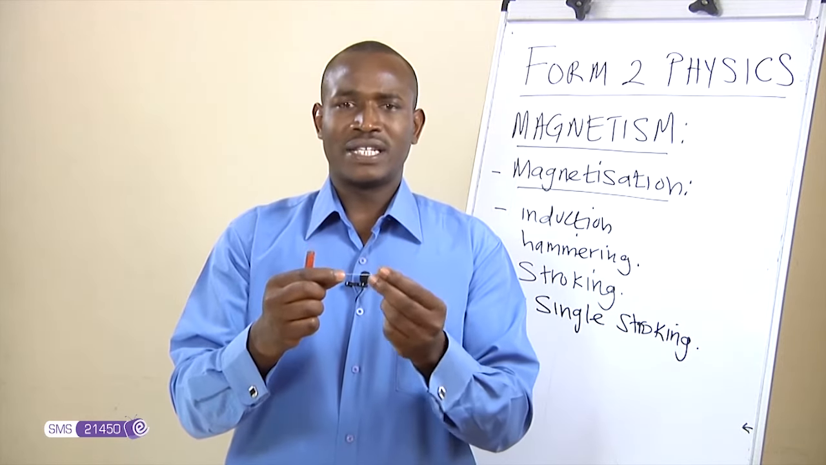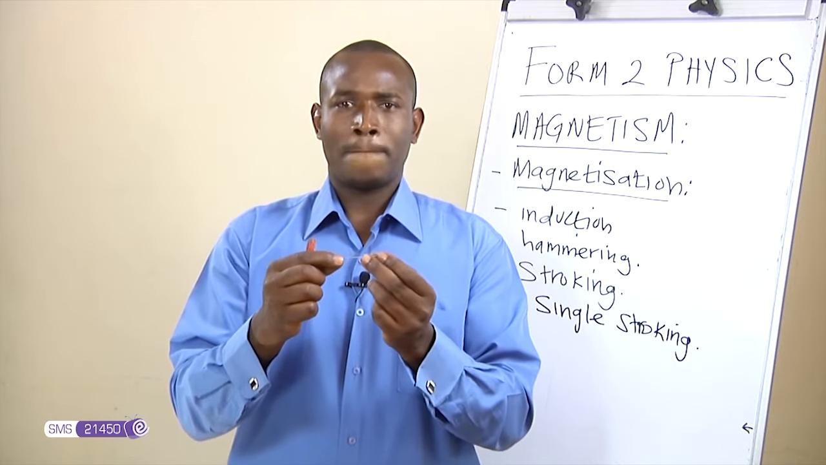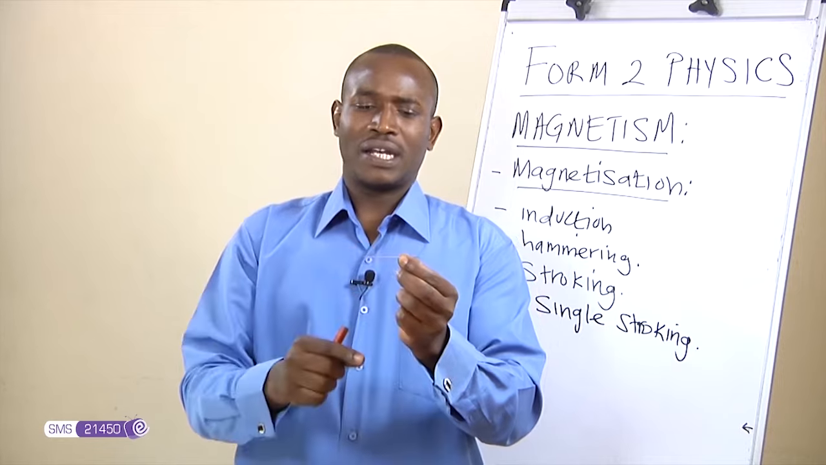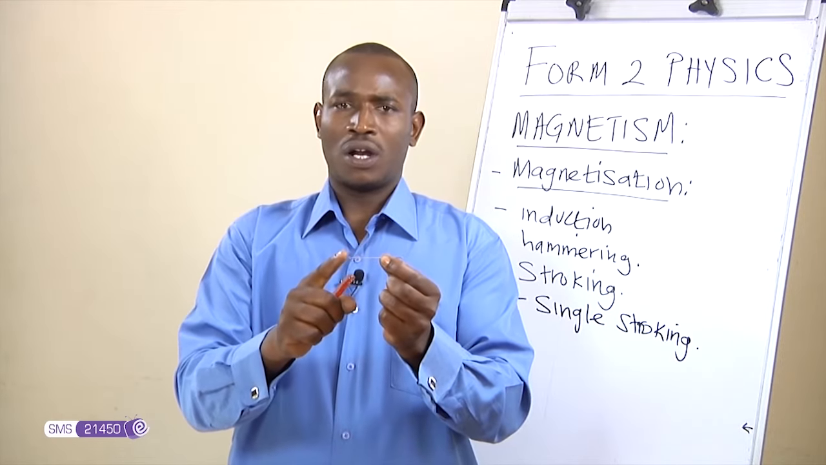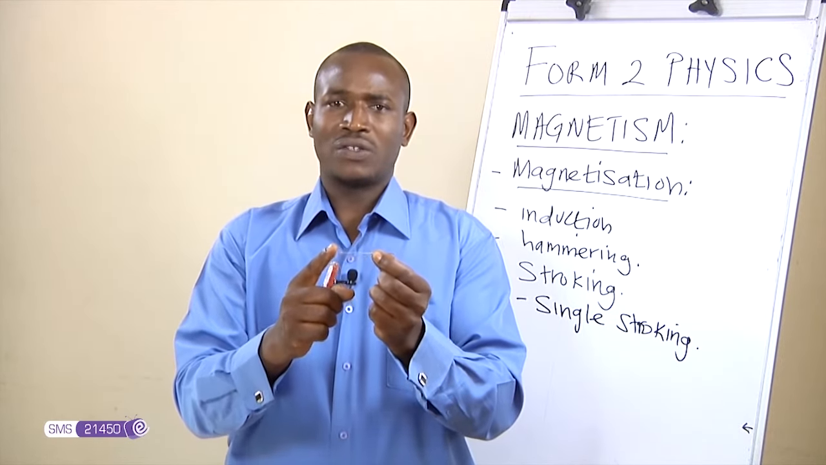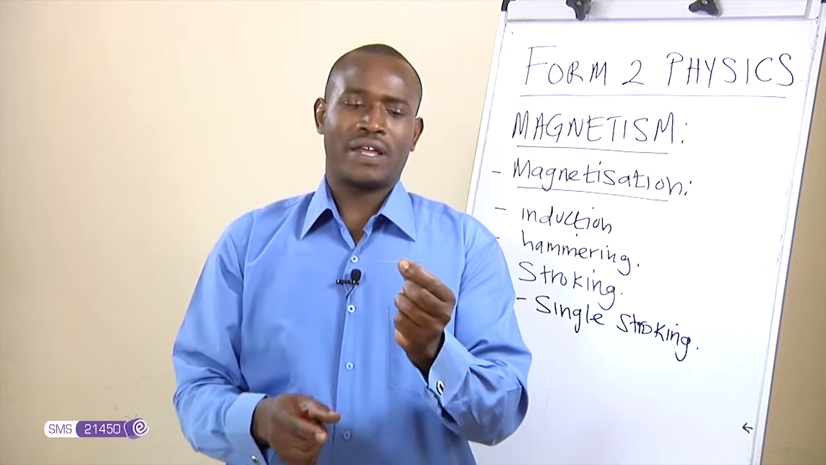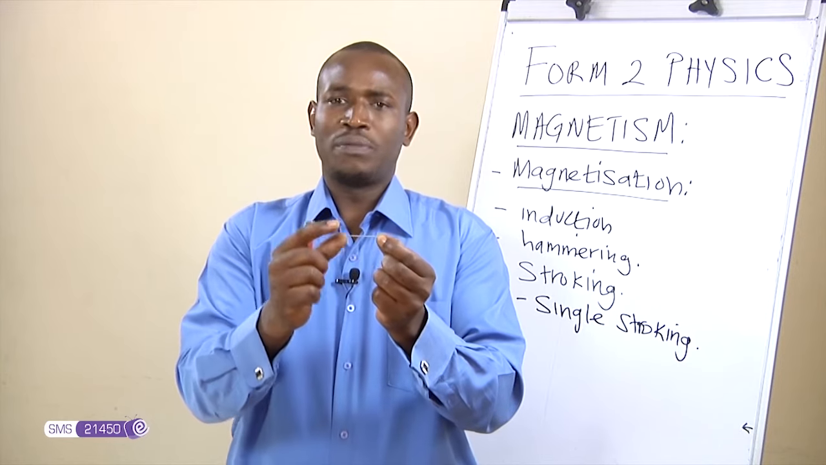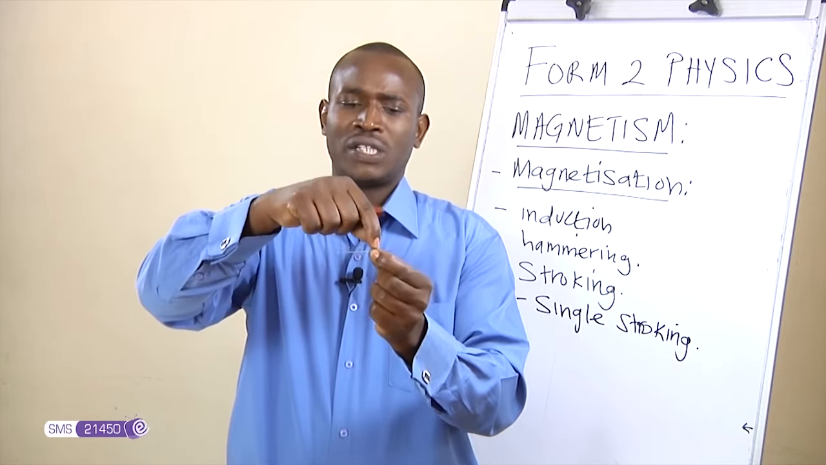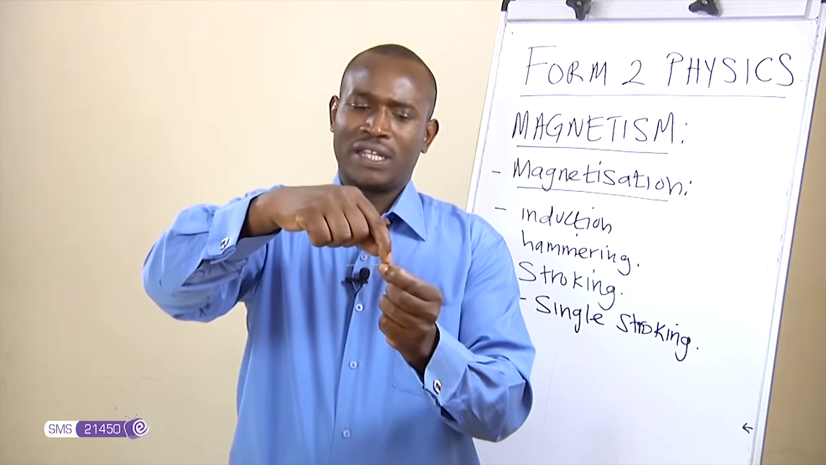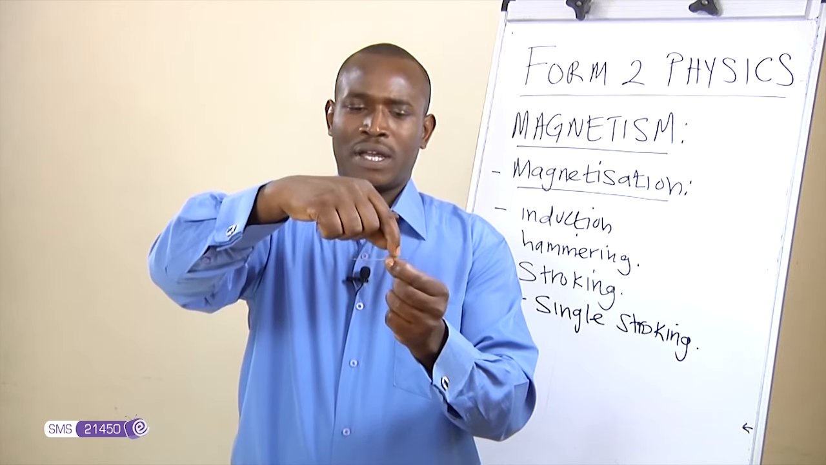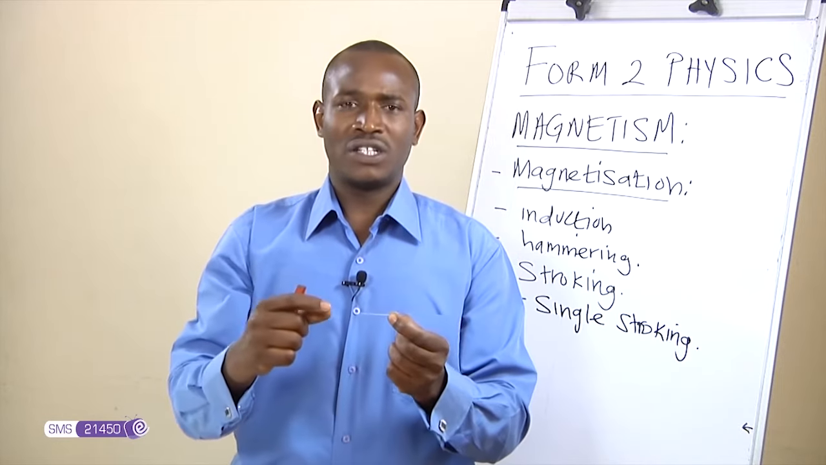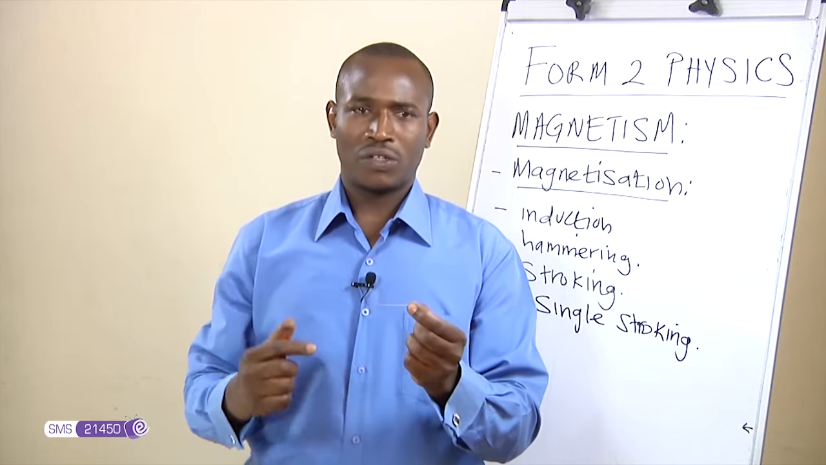The main disadvantage of magnetizing by the stroking method is that you'll create a magnet where one pole is nearer to the edge of the material than the other, such that if this is the south pole, then the south pole will be at the edge, but the north pole will not be at the extreme edge. You'll find that it will be somewhere towards the middle of the material. So that's the main disadvantage of the stroking method.